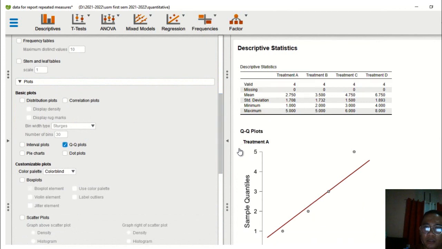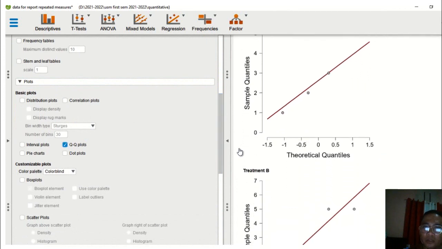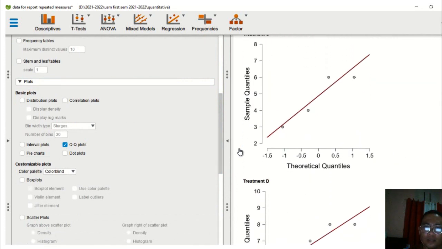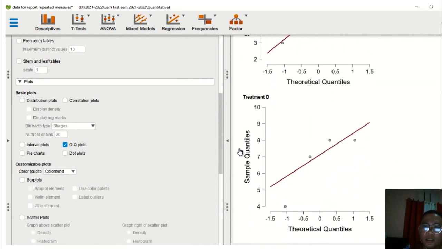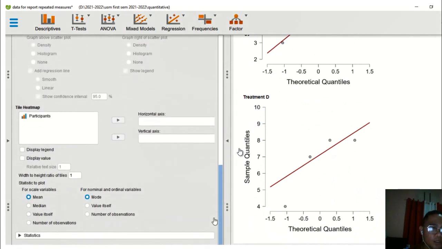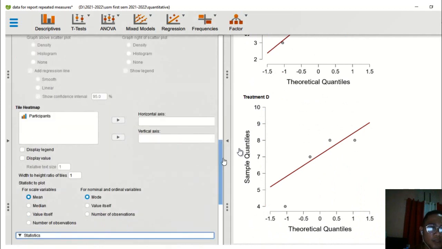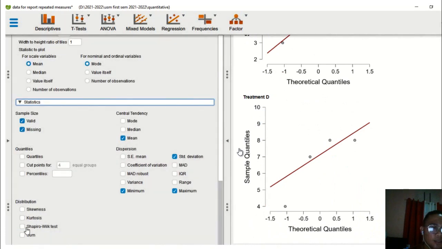So in here, we can see that treatment A follows a normal line, a straight diagonal line. Then treatment B is not actually. Then C is following and D is not. So how to do that one? Actually, makita din natin na yung ating statistics natin.